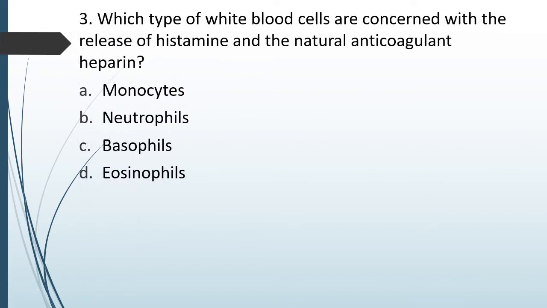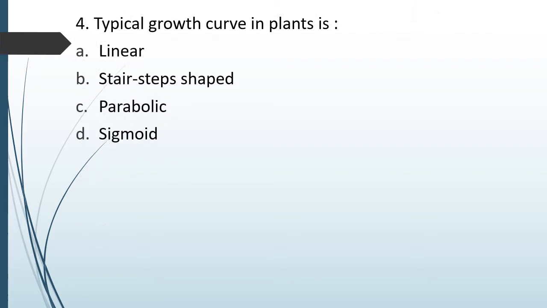Question number 58. Which type of WBCs are concerned with release of histamine and the anticoagulant heparin? Monocyte, neutrophils, basophils, eosinophils. The correct answer is option C, basophils. Question number 74. Typical growth curve in plants is linear, stair-step shaped, parabolic, sigmoid. Typical growth curve in plants is. The correct answer is option D, it is sigmoid in shape.